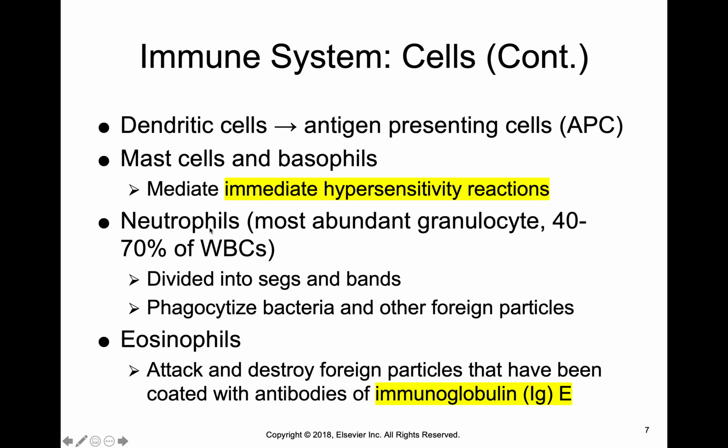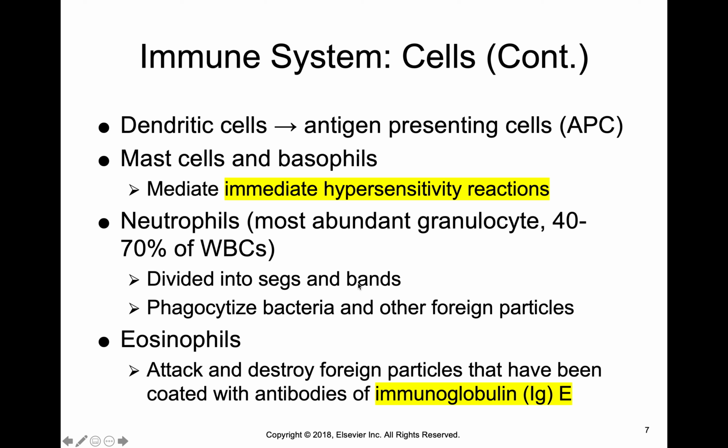Probably the most common or important part of the whole white blood cell lineage is the neutrophils. They are the most abundant granulocyte, and they make up about 40 to 70% of all white blood cells. So when you draw a CBC and you measure white blood cells, you're really measuring neutrophils. These can be further divided into segs, or segmented neutrophils, and then bands.